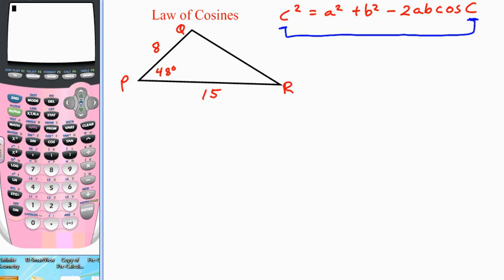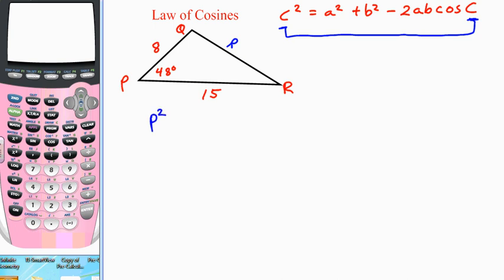Now, it's not going to always be sides A, B, and C. They could be any sides. But when we set this up, in this problem here, I'm going to solve for side P. And then I also want to solve for the angles, but we can do that with the law of sines as well. So we're going to use both of these. So here's how I'm going to set this up.